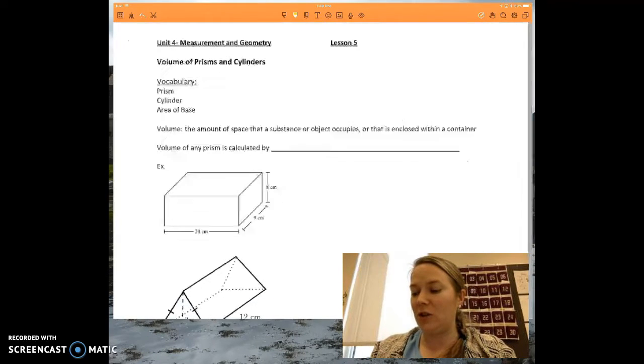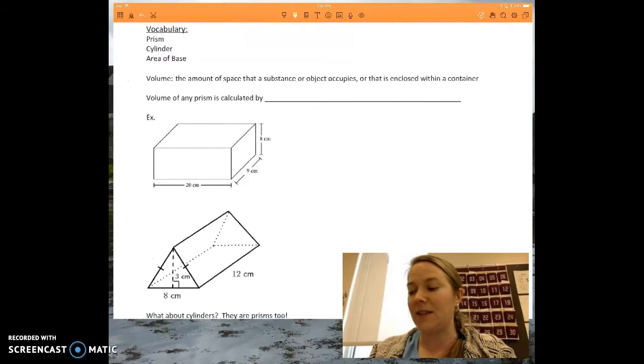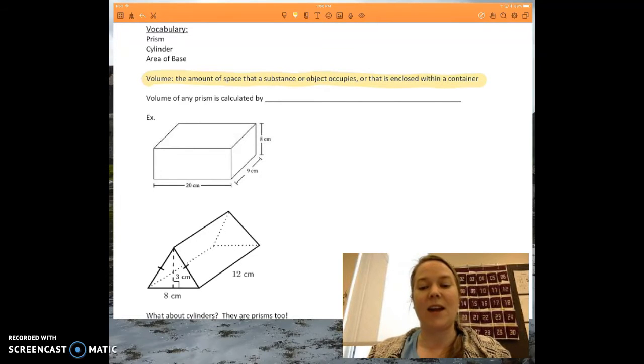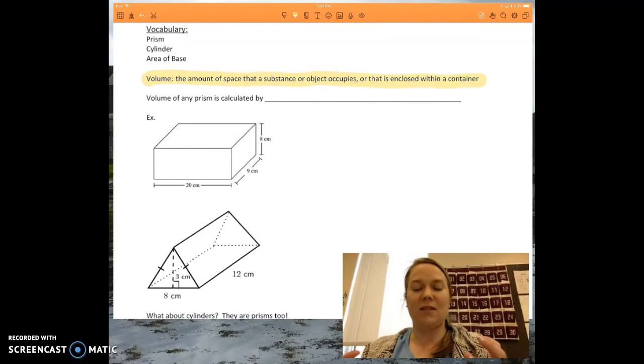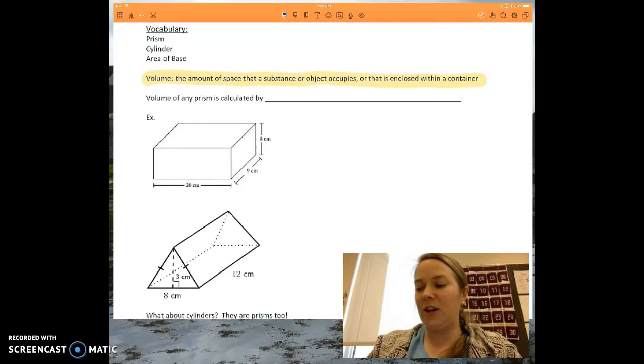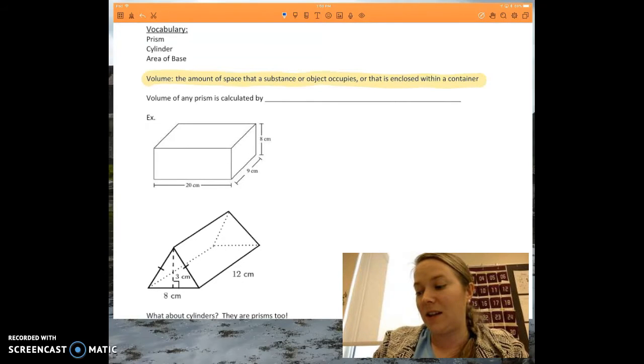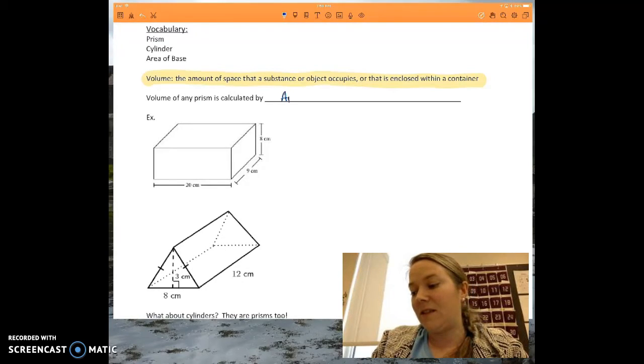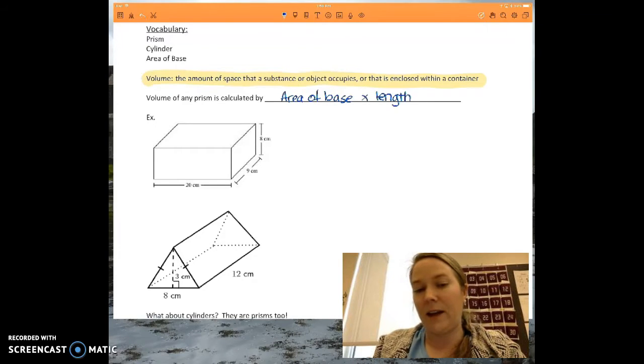So the volume is the amount of space that a substance or object occupies or that is enclosed within a container. So we're just looking at how much space is within the shape. And the volume of any prism is calculated by the area of the base multiplied by the length. The area of the base multiplied by the length.